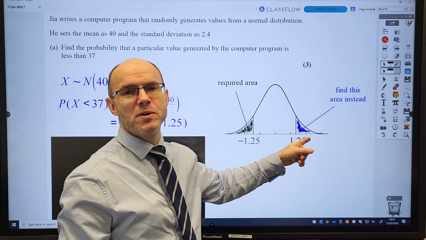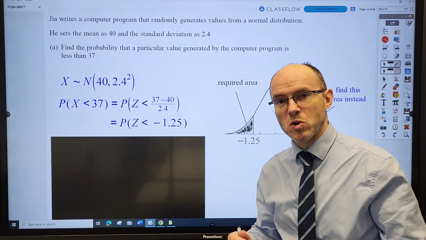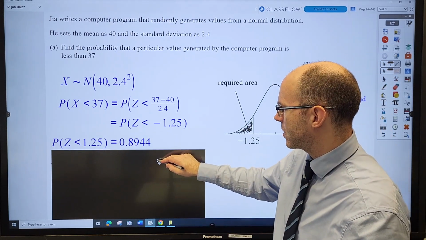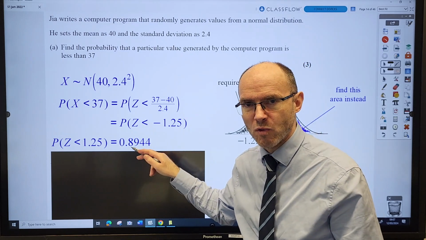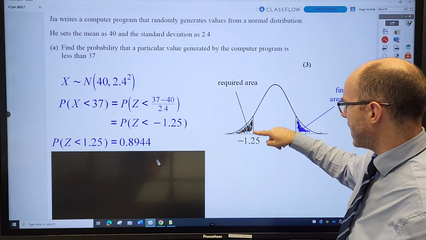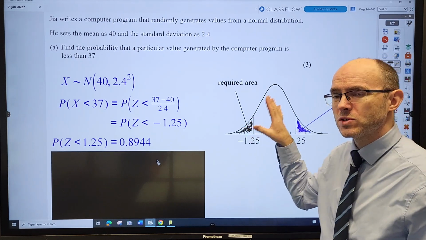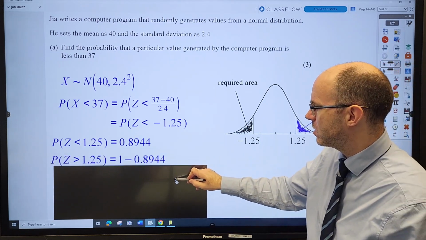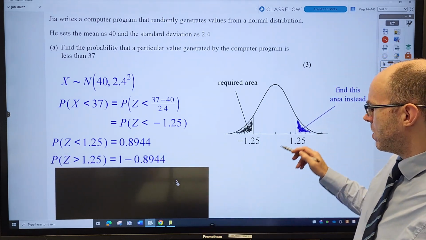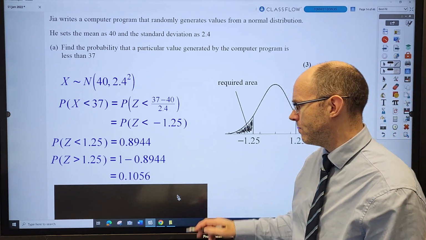Now we can look up probability Z is less than 1.25 because the probability tables work on probability is less than, and when you look it up, probability Z is less than 1.25 is 0.8944. So that means all of that up to there is 0.8944, and because the whole probability adds up to 1, this little bit in here must be 1 minus that. Okay, so 1 minus 0.8944, and that gives us 0.1056.